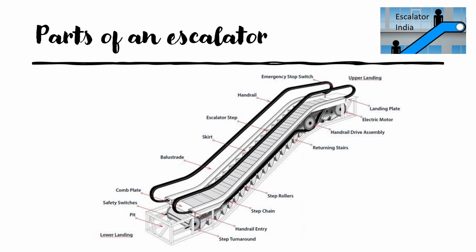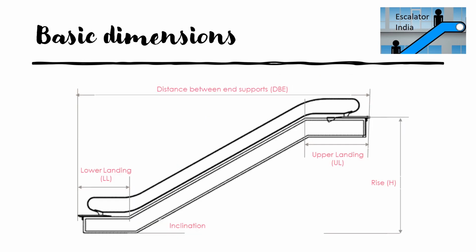Step turnaround. This is the radii part, where the steps turn back and go to the upper landing or the lower landing. Both ways are possible. In both the upper landing and lower landing there will be a turnaround based on the design dimensions. This is the basic thing.